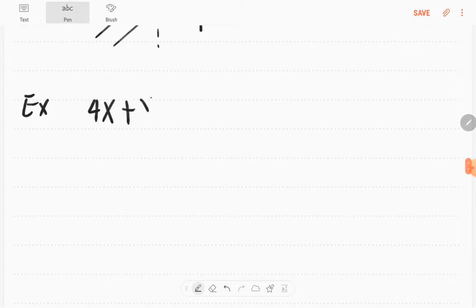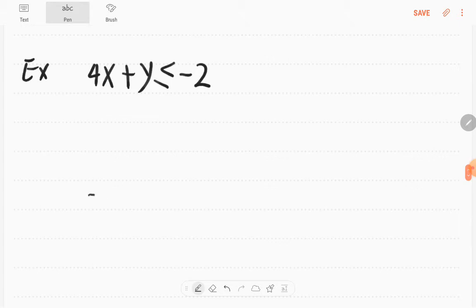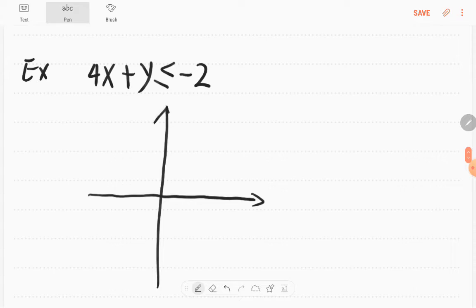4x plus y less than or equal to negative 2. Okay, so the first thing is we still need to draw the graph for 4x plus y equals negative 2. Okay, so we can pick arbitrary 2 points. One point is x equals 0, y equals negative 2, right? This is the one point.